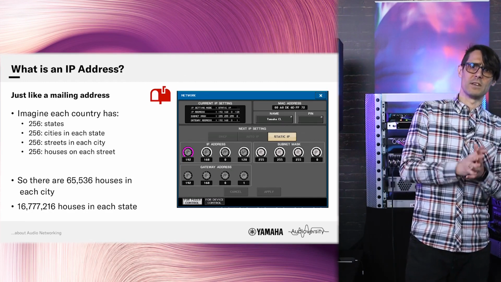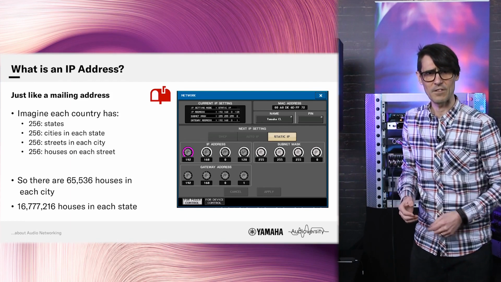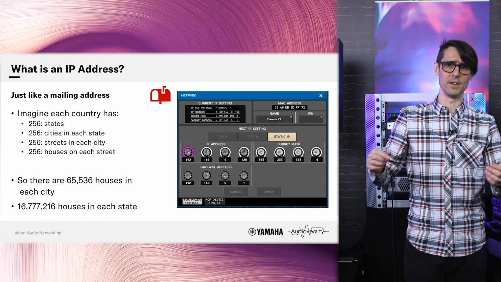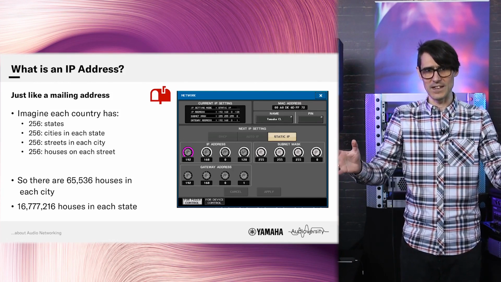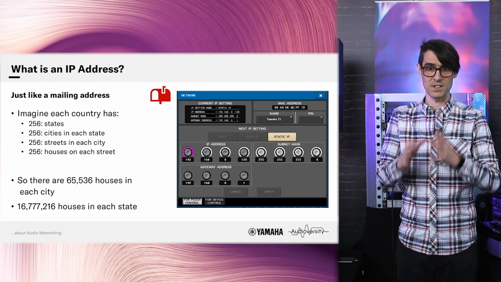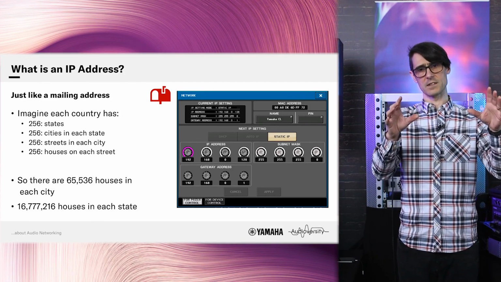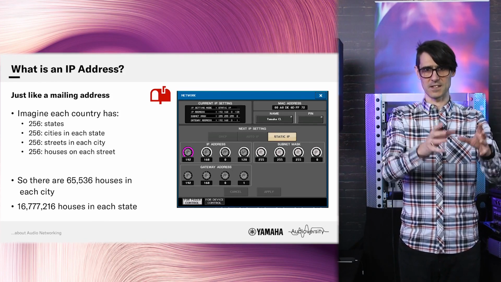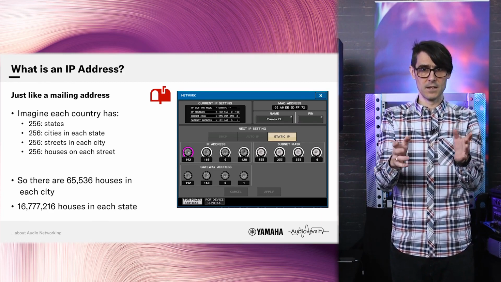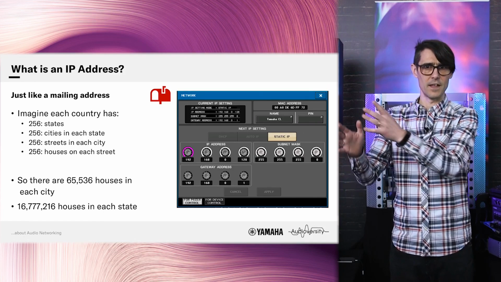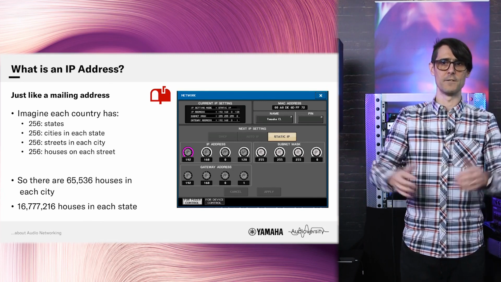So what is an IP address? Well, just like a mailing address, if you want to send a friend a birthday card, you've got to write down the county, the city, the street name, and the house number. It's the same with the IP address. The first number of the IP address represents the state or the county, let's say. The second number in the address represents the city. The third number represents a street, and the fourth number represents a house. And each number can be from 0 up to 255.